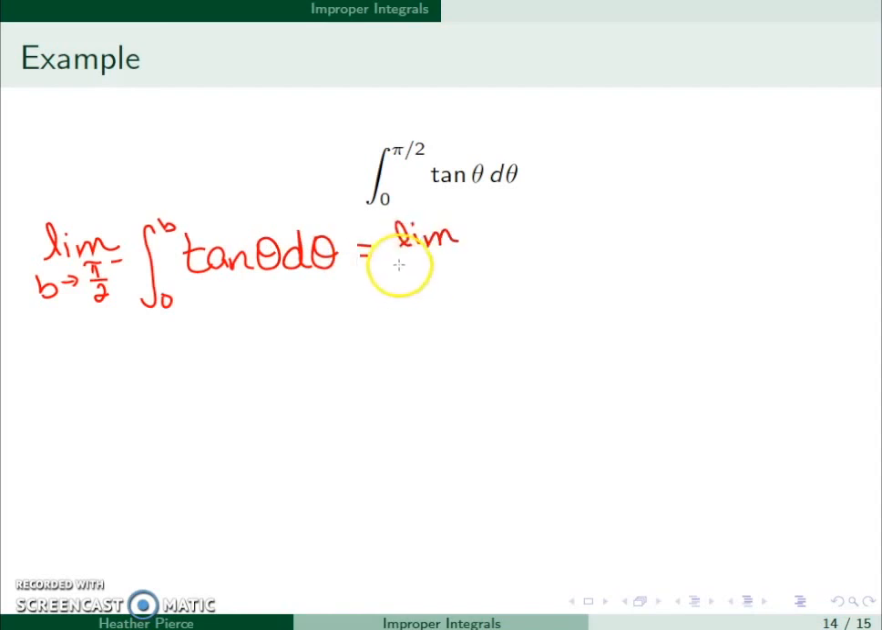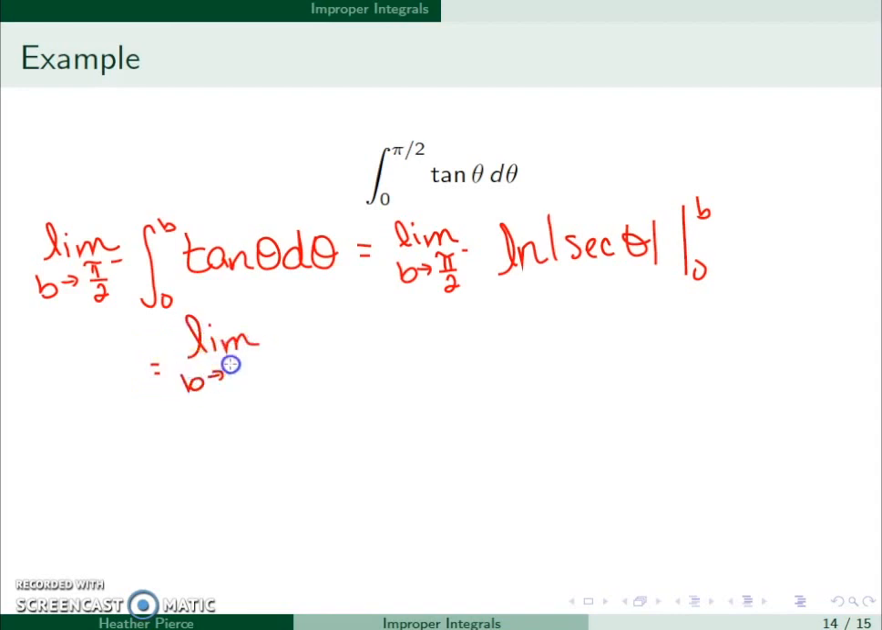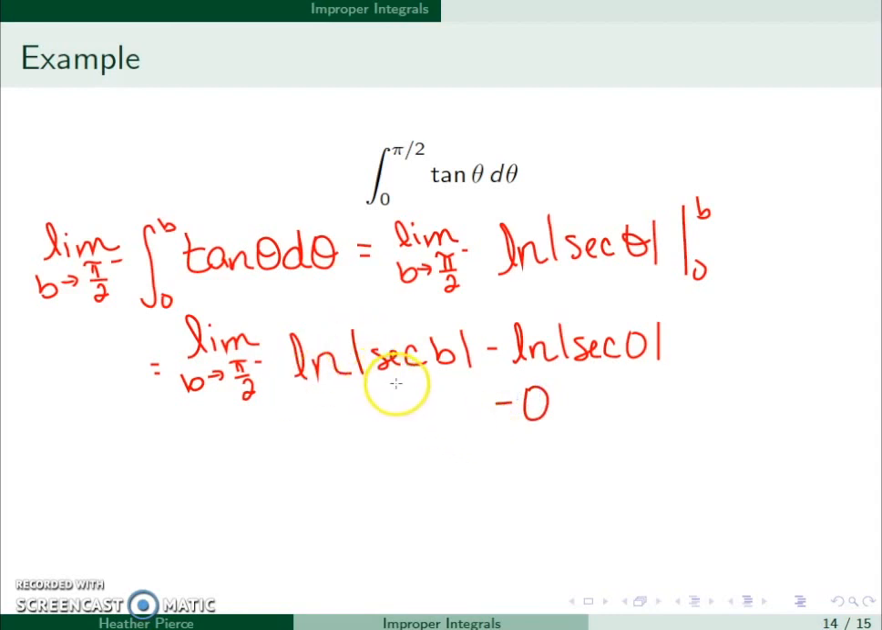So this is the limit as b approaches pi over 2 from the left of the integral of tangent, which is ln of secant theta, going between 0 and b. So we have the limit as b approaches pi over 2 from the left of ln of secant b minus ln of secant of 0. So secant of 0 is 1, and ln of 1 is 0. So as b goes to pi over 2 from the left, secant of b is going to get closer and closer to infinity. And ln of something getting bigger and bigger, going to infinity, is also going to be infinity. So this integral is infinite.